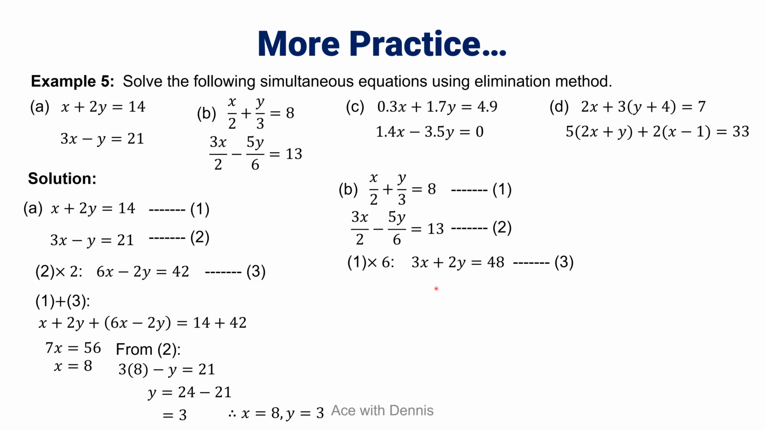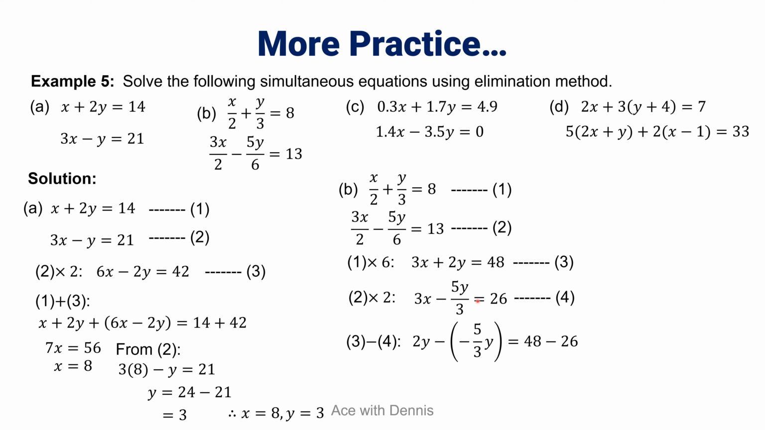I think this is very similar to the substitution method. So for equation number 2, I multiply by 2. I have 3x minus 5y over 3 equals 26. This is equation number 4. As you can see here, the coefficient for x is the same. Then I can take equation 3 minus equation 4. So 3x minus 3x will cancel each other. Now 2y minus negative 5 over 3y equals 48 minus 26.